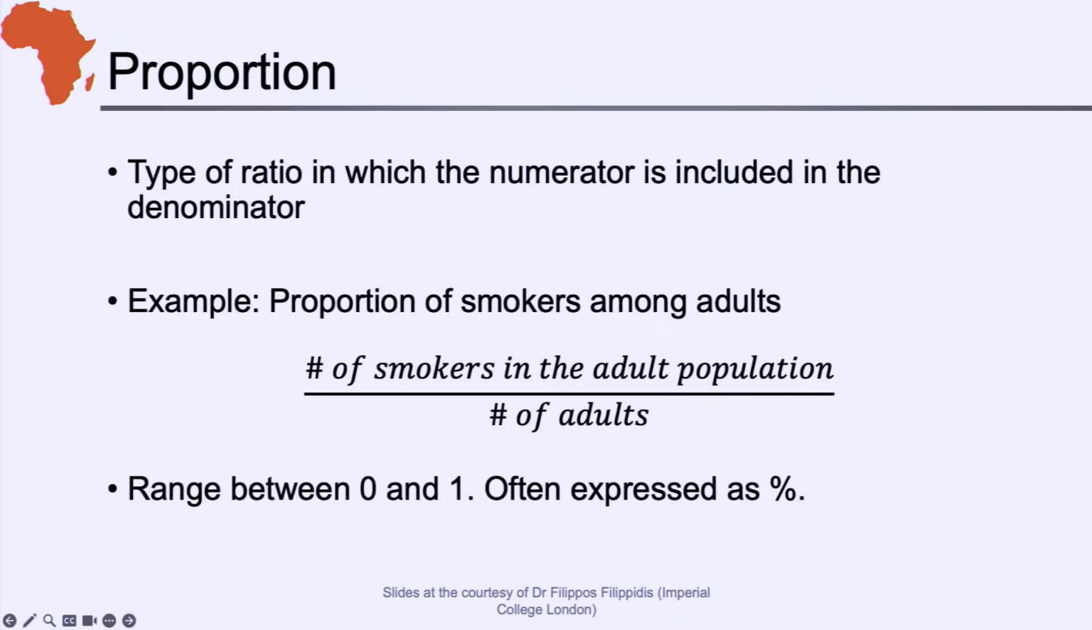Proportions are a type of ratio in which the numerator is included in the denominator. So let's say, for example, you want to estimate the proportion of smokers among adults. You would take the number of smokers in the adult population and divide this by the number of adults. Your result from this will always be a number between 0 and 1 and is often expressed as a percentage.